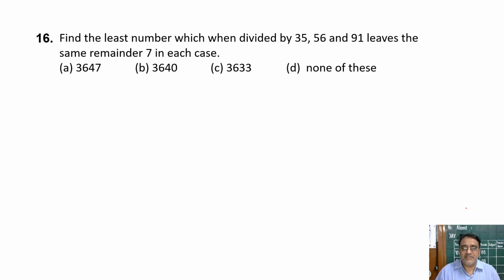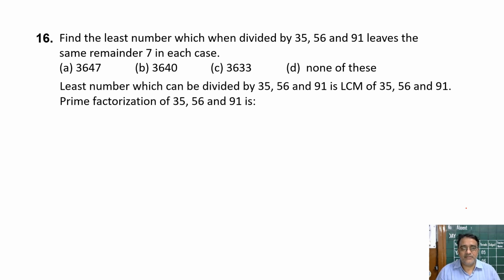Now we are moving toward question number 16. Find the least number which when divided by 35, 56 and 91 leaves the same remainder 7 in each case. So again, we are going to divide one number by three numbers. So what we have to find? LCM. LCM. Very good. So before that, we are going to find the prime factorization of 35, 56 and 91. 35 we can write as 5 into 7. 56 is 8 into 7, so 2 to the power 3 into 7. And 91 is 7 into 13, right?